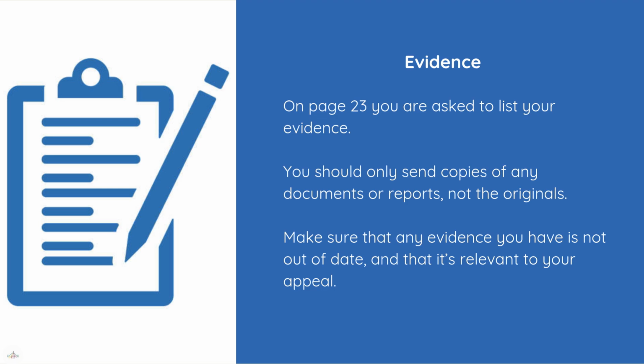Evidence. On page 23, you are asked to list your evidence. You should only send copies of any documents or reports, not the originals. Make sure that any evidence you have is not out of date and that it's relevant to your appeal.